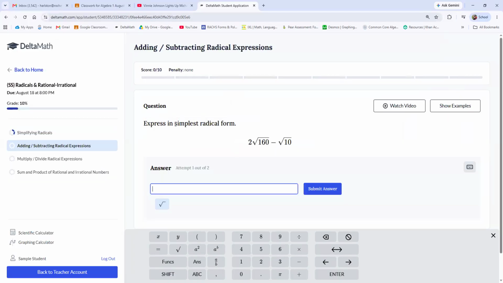Okay, here. So we've got a radical. They want us to simplify this. So we've got 2 square root of 160 minus the square root of 10. Now, I'm not going to do the menu 23 method. I just want you guys to see. All you have to do now is just type in what you see.